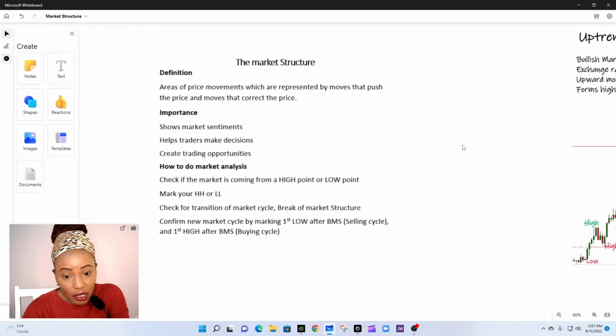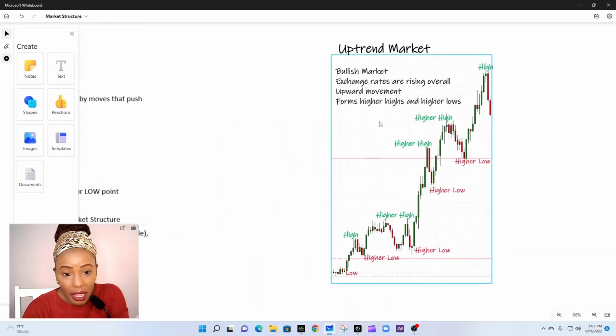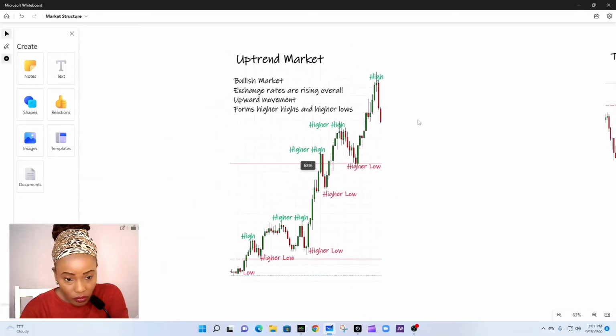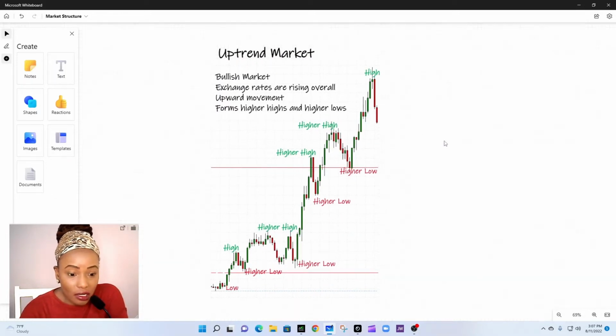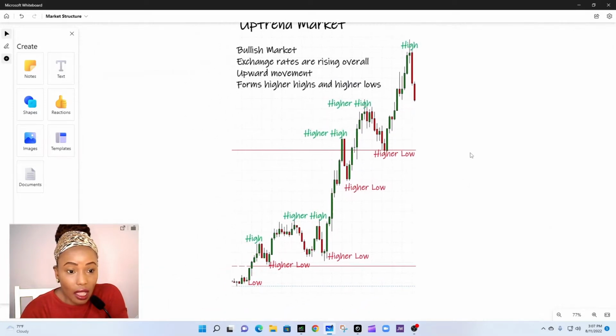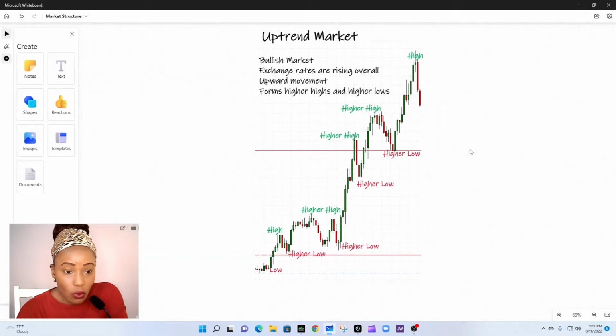So I have an example here of an uptrend market structure. So when you open your chart, you might see an uptrend market structure. So why is it an uptrend market structure? Because it will show you a bullish market and price is moving upward. So the first thing you need to do as a trader is to identify where the price is coming from. Is it coming from a low price point or is it coming from a high price point?